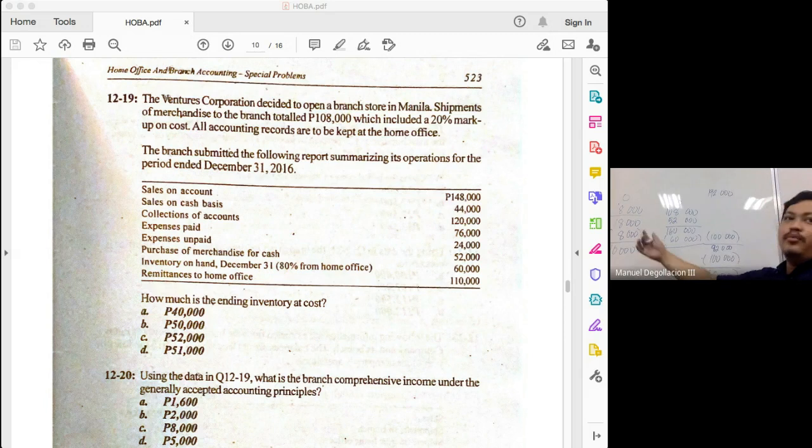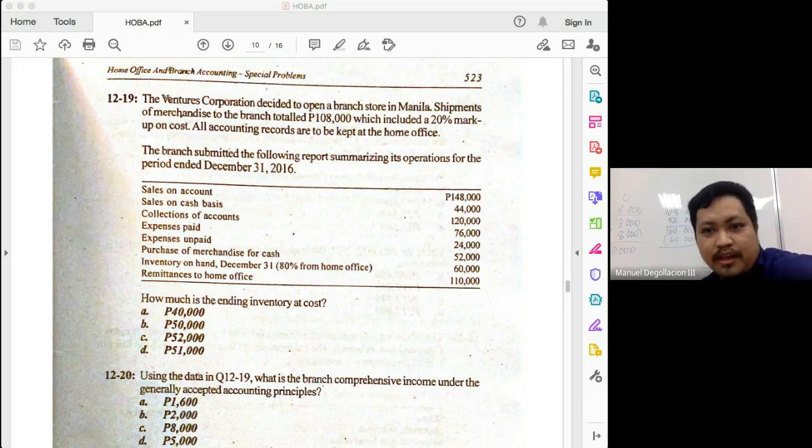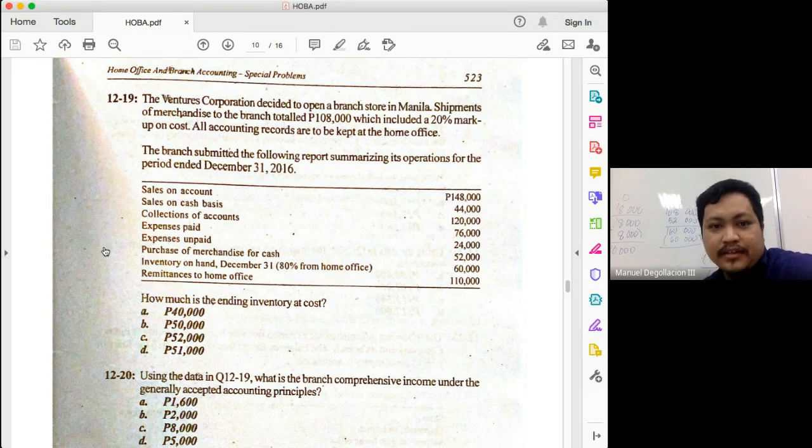Okay? We already have the markup on the cost of goods sold, class. So we already have everything we need to solve for the true branch profit. How much was the profit reported by the branch? Loss of 8,000. Okay? But if you add the markup on the cost of goods sold of the branch, then you will have a profit of 2,000. And that would be the answer, class.